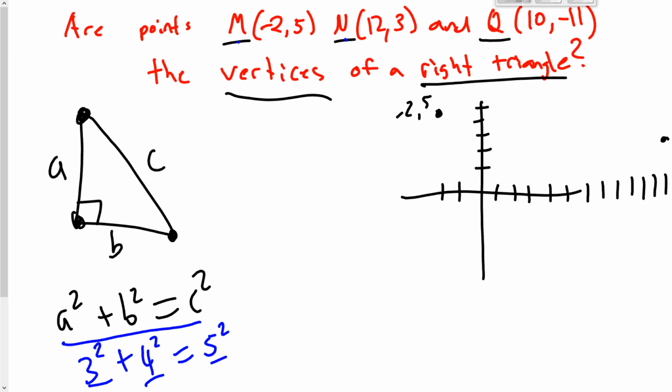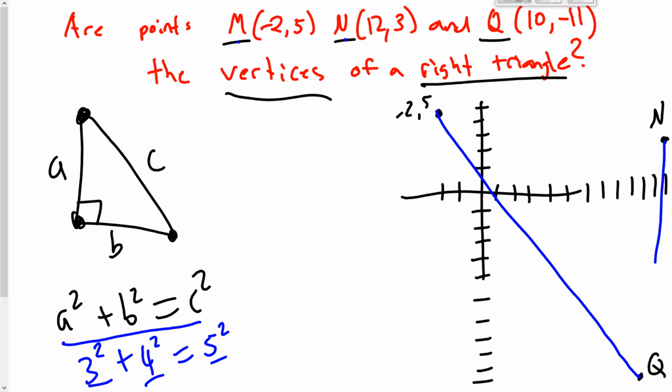Since this is not a perfect graph, it might not look like a right triangle, but that doesn't mean it isn't a right triangle. And then 10, negative 11. Oh man, 1, 2, 3, 4, 5, 6, 7, 8, 9, 10, 11. And then 10. So it might look something like this. So that is N, and this is Q. So we're asking, is this a right triangle? It might not look like it, but it might be one. Or it might look like one, but it may not be one.